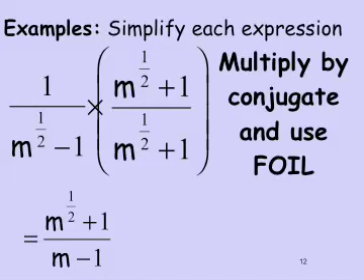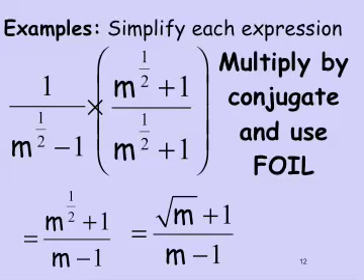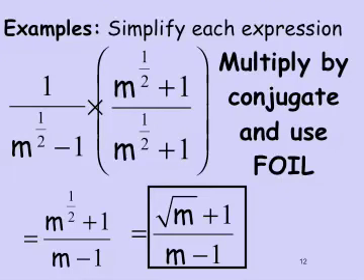So that leaves us with m minus 1 in the denominator, and 1 times m to the 1/2 plus 1 gives us m to the 1/2 plus 1. Then we would rewrite m to the 1/2 as the square root of m, and that is our final answer.